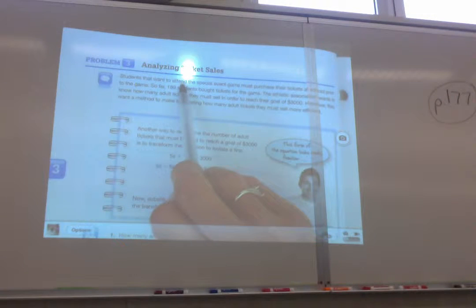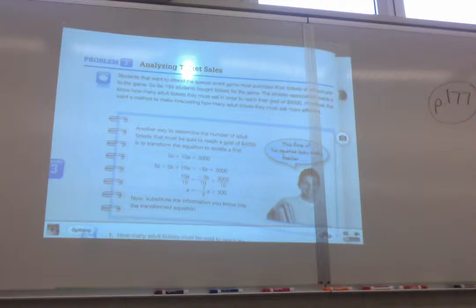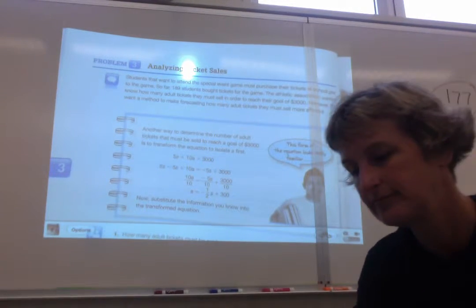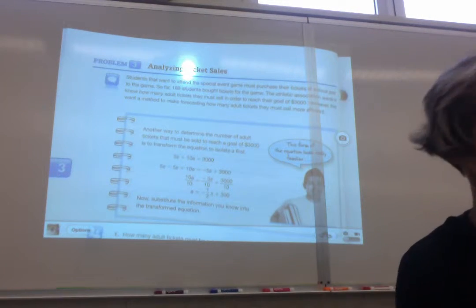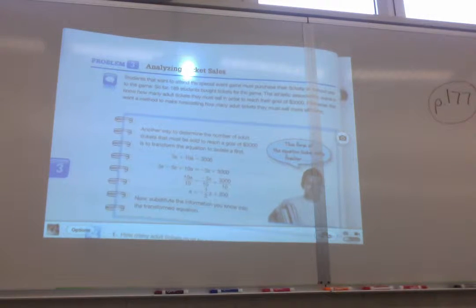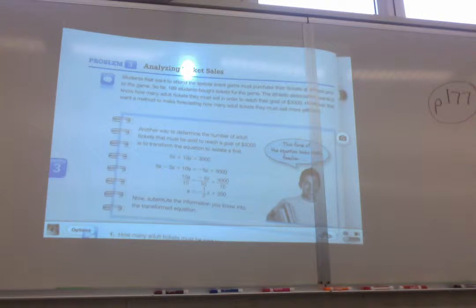Students want to attend. Oscar, could you read for us? Students that want to attend the special game must purchase their tickets at school prior to the game. So far, 189 students bought tickets for the game. The Athletic Association wants to know how many adult tickets they must sell in order to reach their goal of $3,000. However, they want a method to make forecasting how many adult tickets they must sell more efficient.